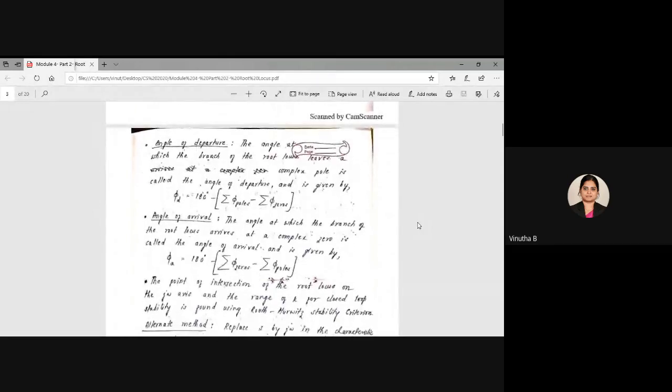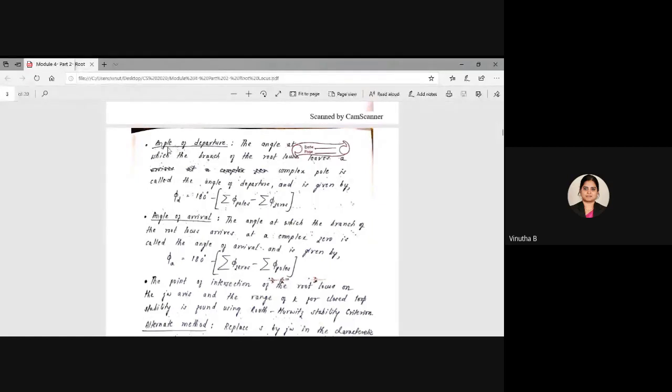Then angle of departure and angle of arrival. We have seen what is angle of departure. Similarly, we have angle of arrival as well. So angle of departure, what is the definition for that? The angle at which the branch of the root locus leaves a complex pole is called the angle of departure.